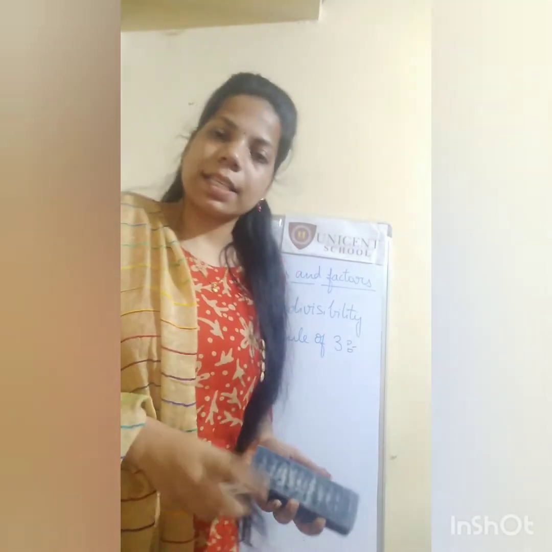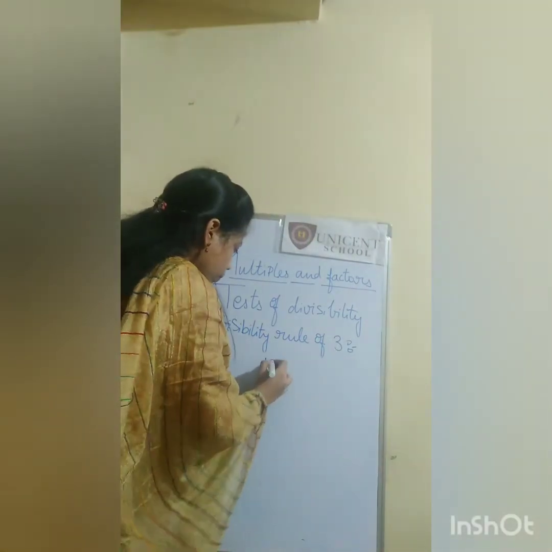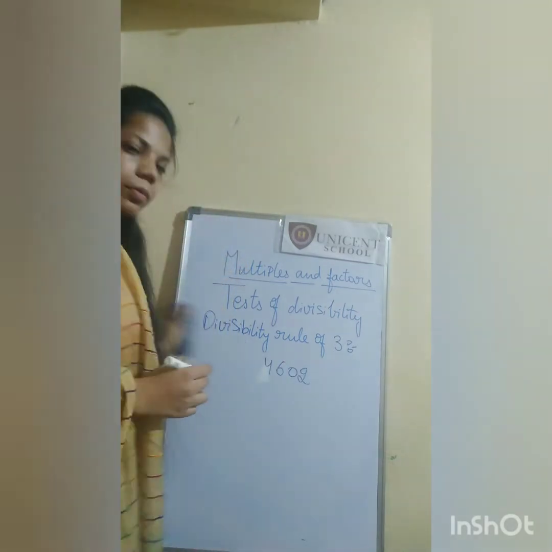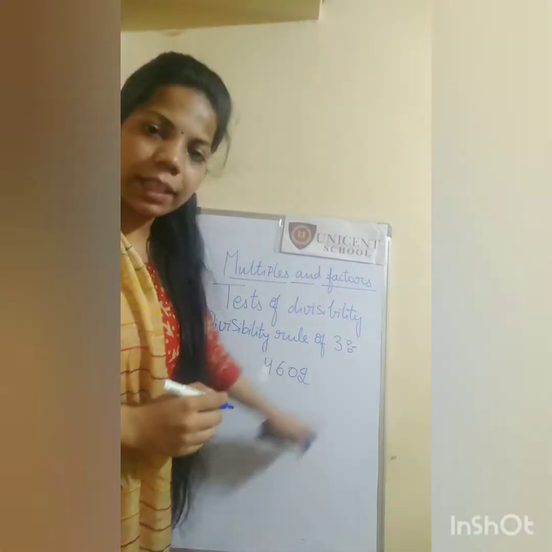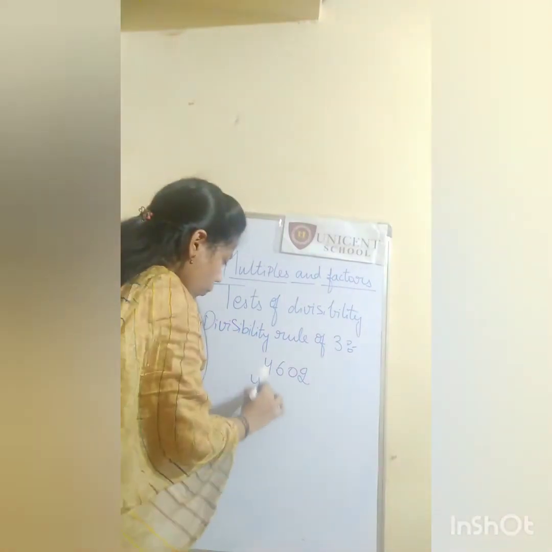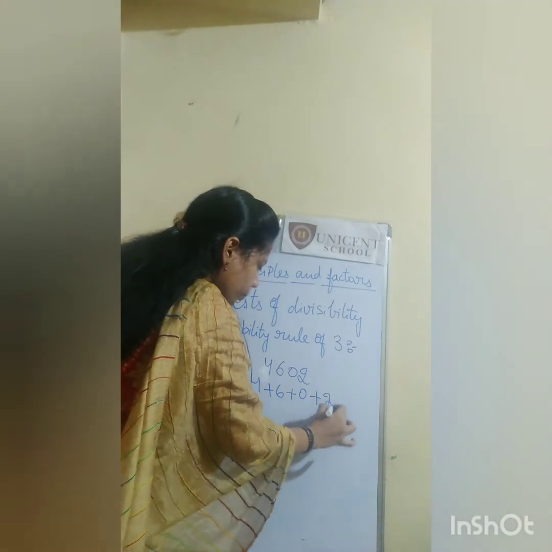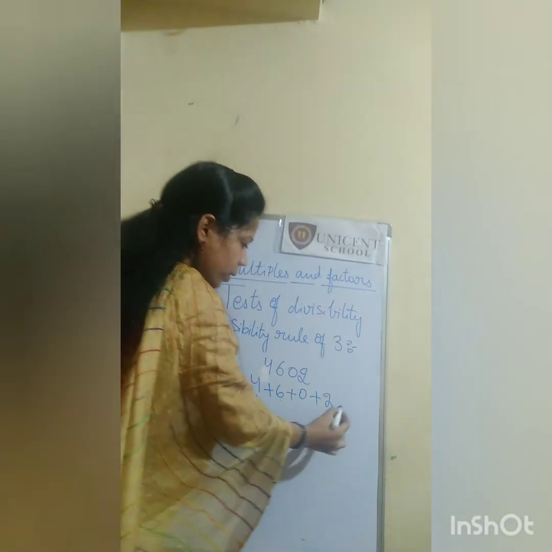Okay children, let us see some examples. I am taking 4602. What I told, sum of the digits. We have to add all the digits of the given number. So now 4 plus 6 plus 0 plus 2. 4 plus 6 is 10. 10 plus 0 is 10. 10 plus 2 is 12.